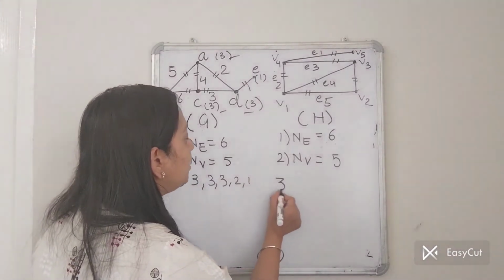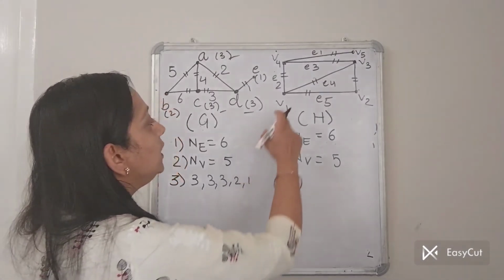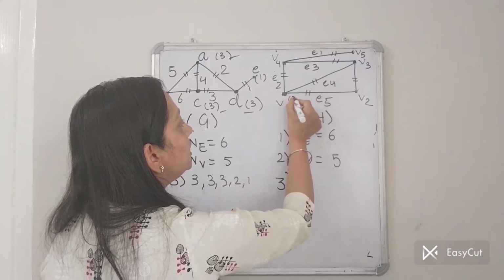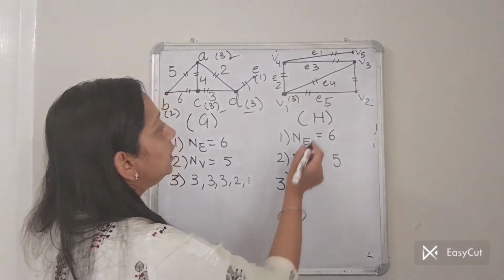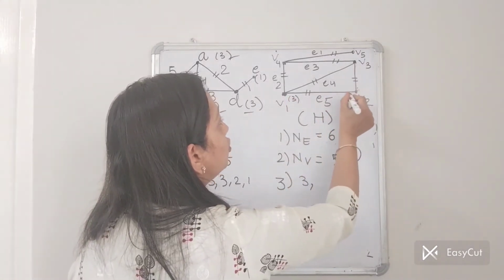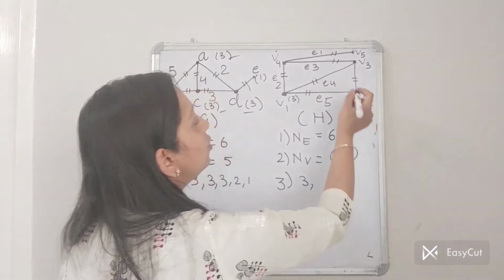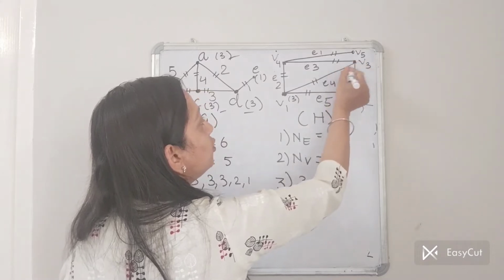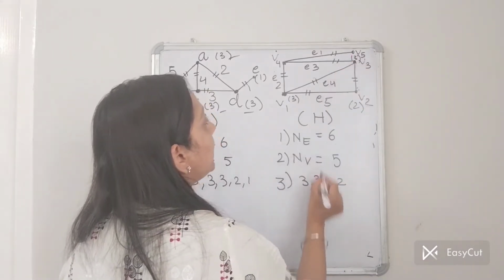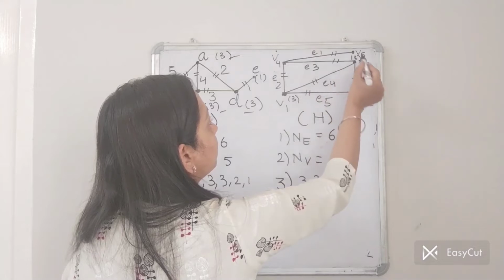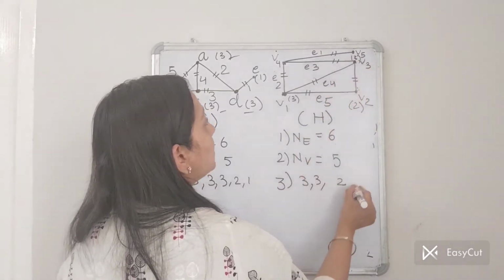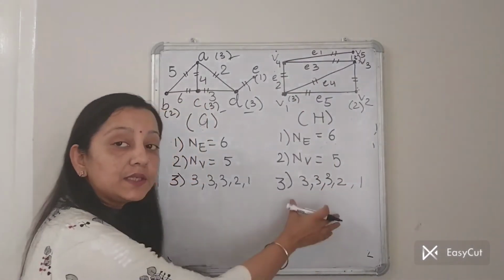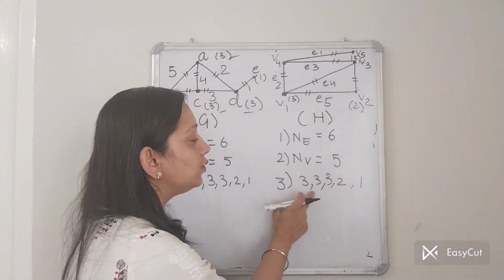Again, let's check the degree sequence of graph H. What is the degree of V1? 1, 2 and 3, so it is 3. Then V2 has degree 2. V5 has degree 1. Then for V4, 1, 2, 3. So 5 vertices with degree sequence 3, 3, 3, 2, 1.